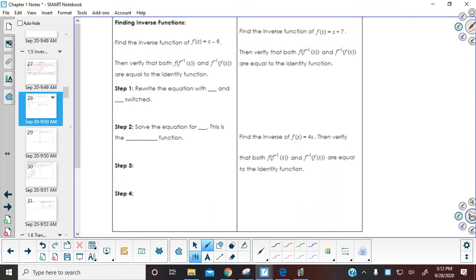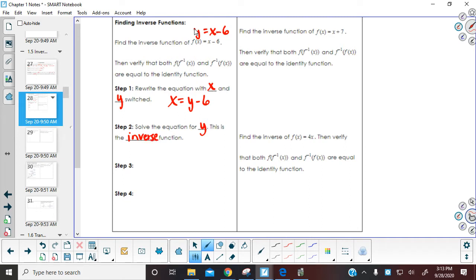Okay? So when you look at the examples and it says find the inverse function of f of x equals x minus 6. Reminder, f of x is like y. Okay, so kind of think of it like this. The very first step is you want to rewrite the equation with your x and your y switched. So if we look at our original, it becomes x equals y minus 6. The next step is you're going to solve the equation for y. Once you do so, that is considered your inverse function.